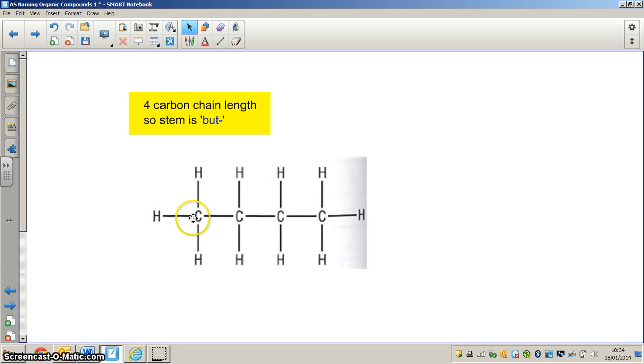So there we are. We can see our 4 carbons, 1, 2, 3, 4 carbon chain length. So our stem is but. Now if we look at this molecule again, we can see there are no side chains off this. The only thing attached to this carbon backbone are hydrogens. Here we are. These are hydrogens. There isn't anything else apart from hydrogen on this molecule. So there are no side chains whatsoever.